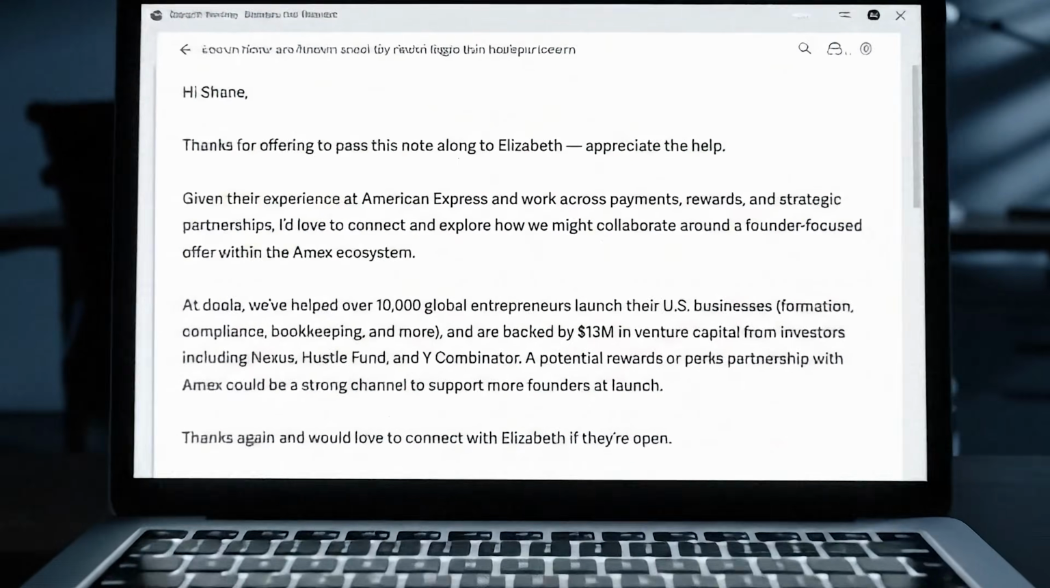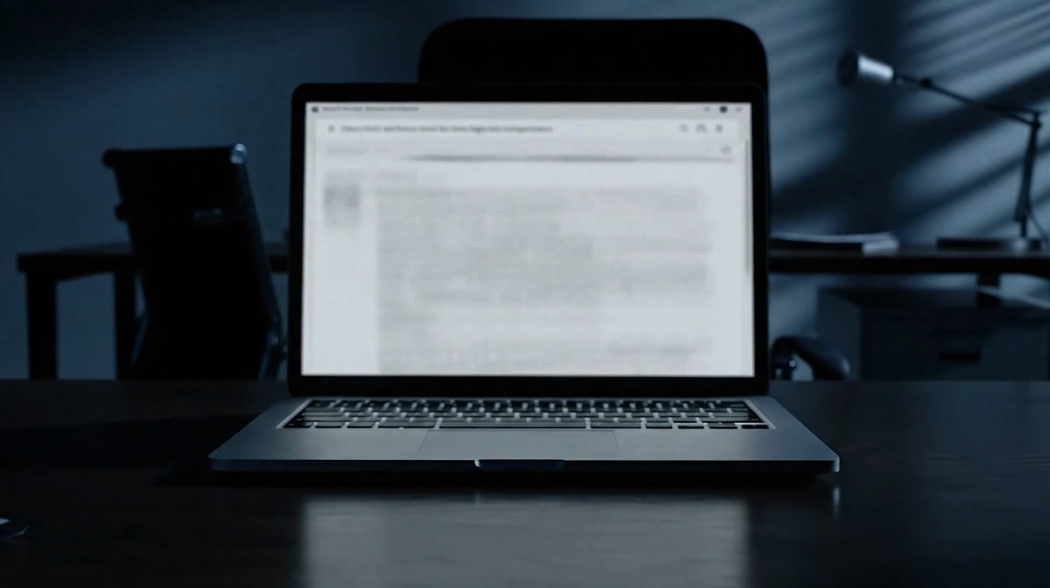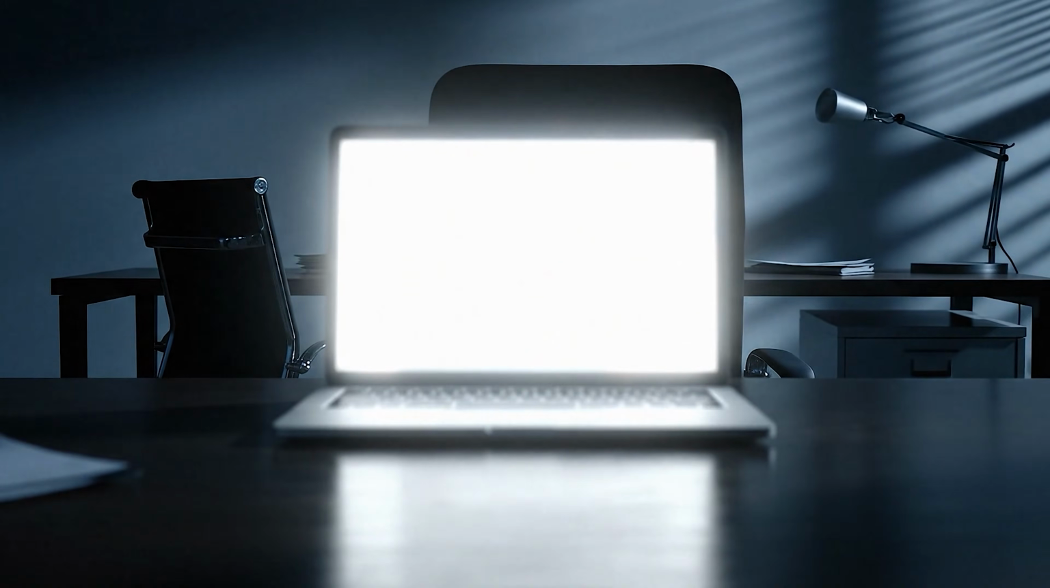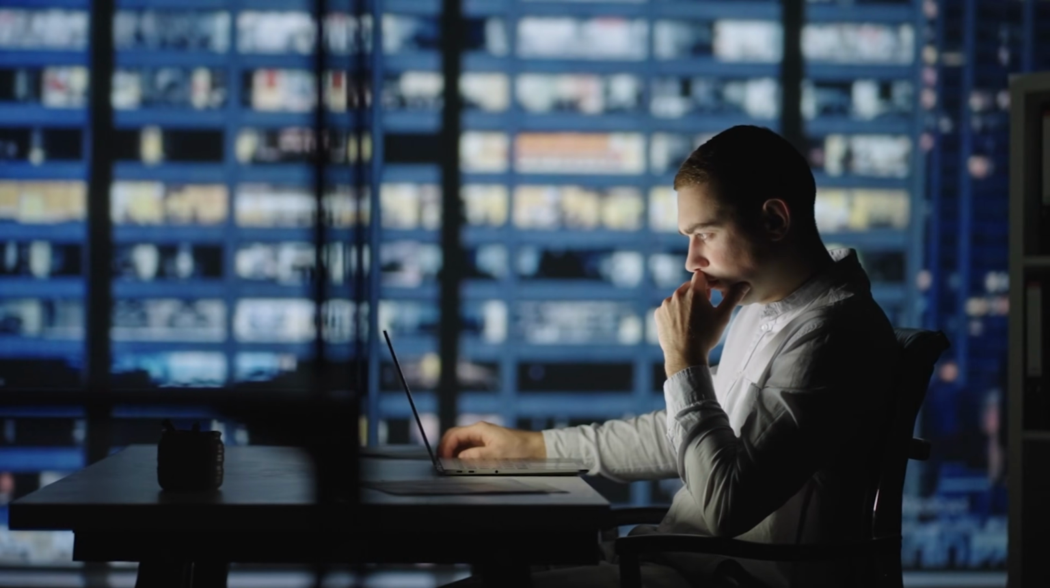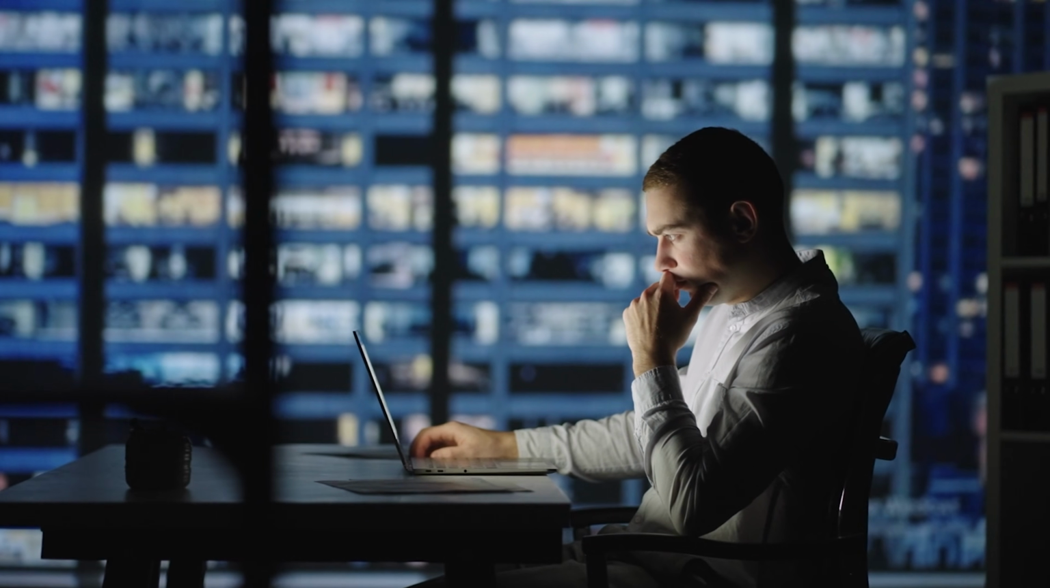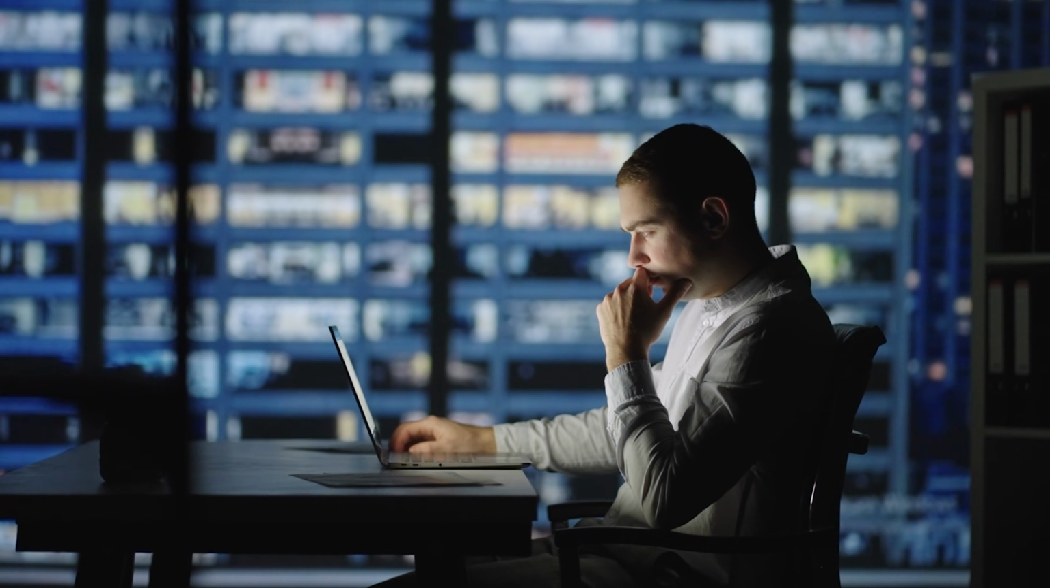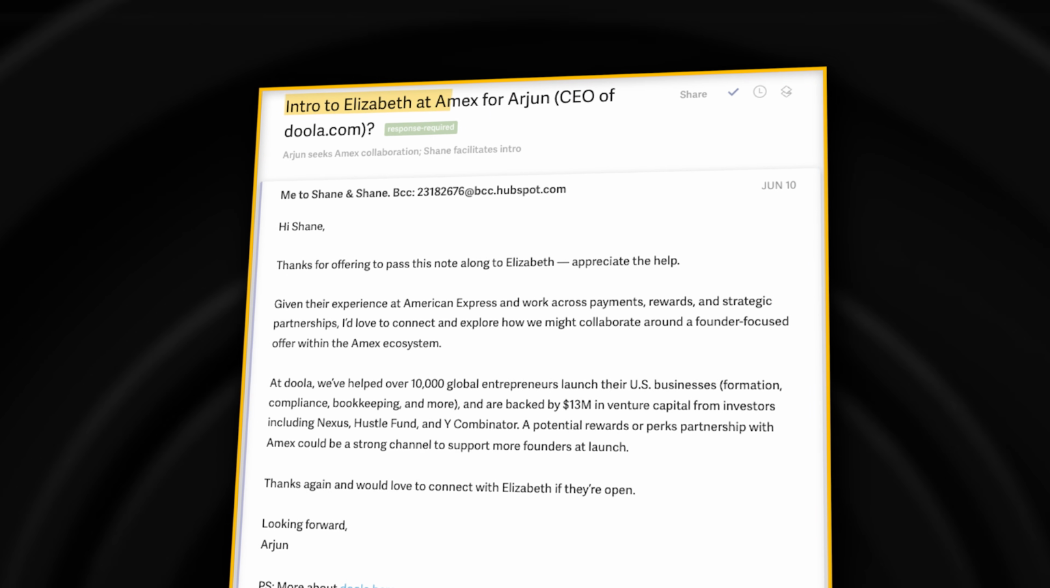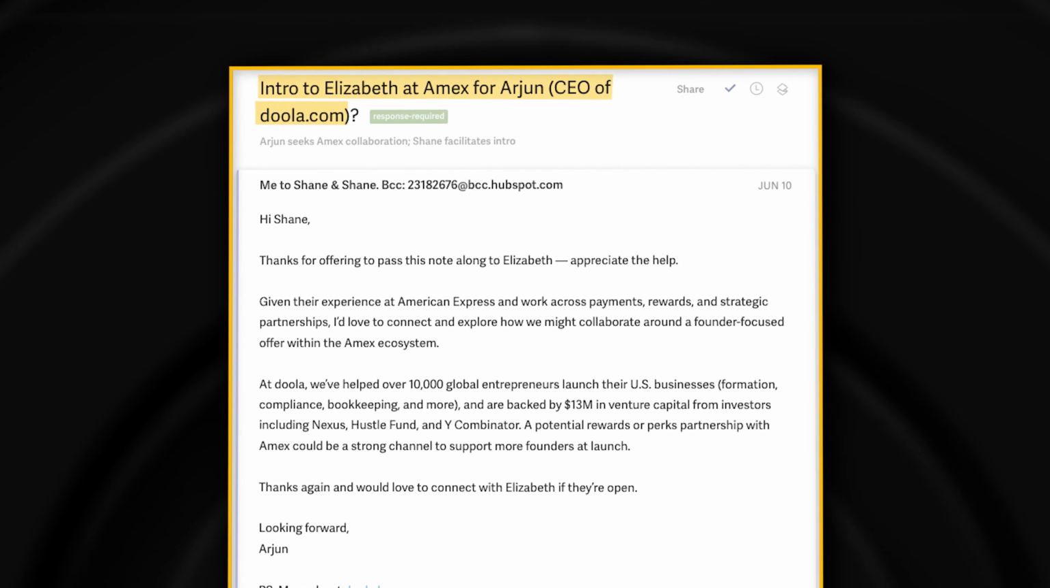This structure is engineered to fit into a single, easy to read, scannable, mobile optimized email that demonstrates you understand the friction in the industry, a problem the investor knows well, and you have the concise solution to that problem. Let me go through the actual email here that got me an introduction. This was to MX Ventures. Intro to Elizabeth at MX for Origin, CEO of Dula. Same structure. When I sent this email to Shane, he knows exactly from the subject line, oh yes, I offered Origin to make an introduction.